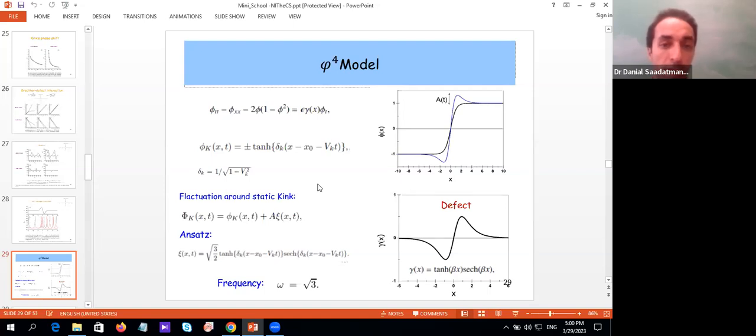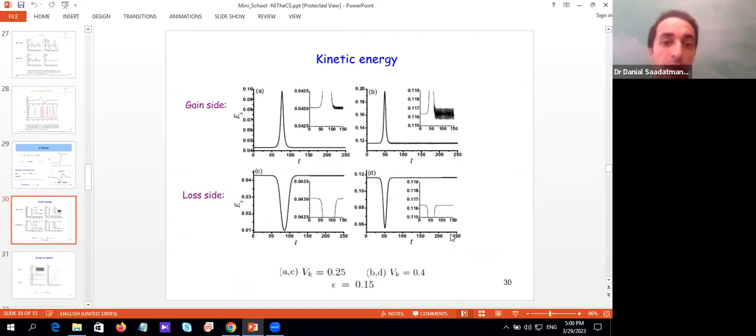Another example is to consider the interaction of the phi-4 kink with the PT symmetric model. Let's see what happens if the kink in the phi-4 model collides with the PT symmetric defect. Here again, I add the perturbation to the right side of the equation, and I introduce the defect here in the bottom figure, as you can see. When the kink of the phi-4 model comes from the gain side, a noticeable internal mode can be excited, as you can see from figures A and B.